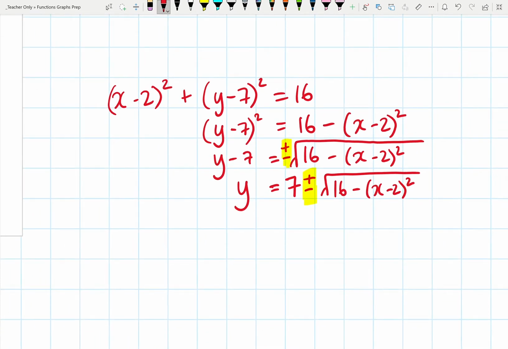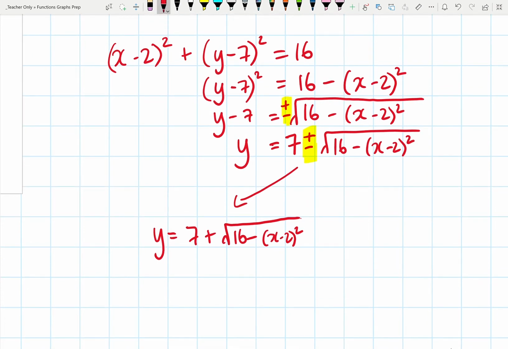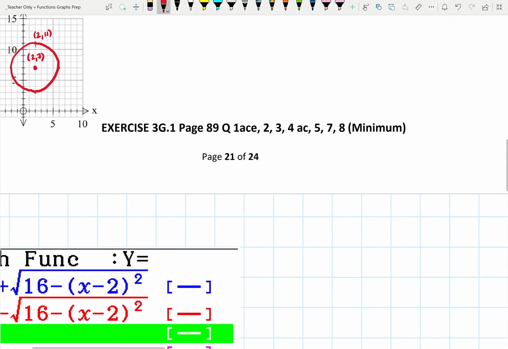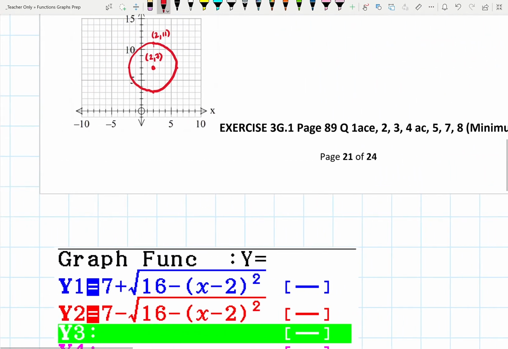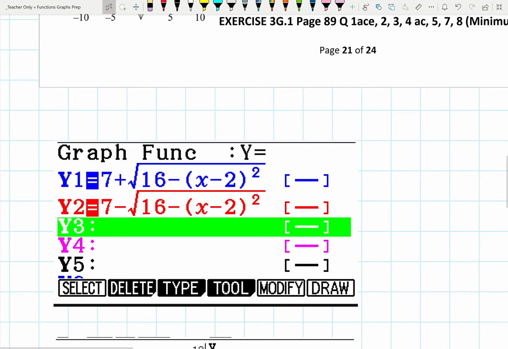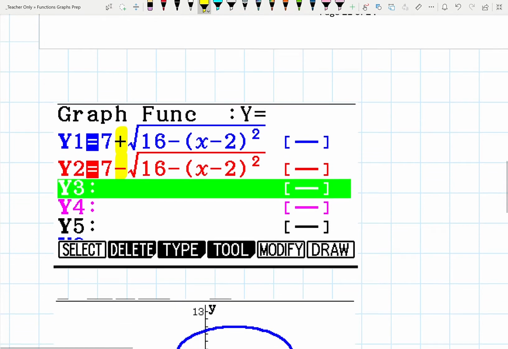Well, you simply graph two functions. So we go y equals 7 plus the square root of 16 minus x minus 2 all squared. And that's y1. And then y2 is going to be 7 minus the square root of 16 minus x minus 2 all squared. So in your calculator, that's going to look like this. So making sure that you've got plus and minus on one and that everything else is identical.